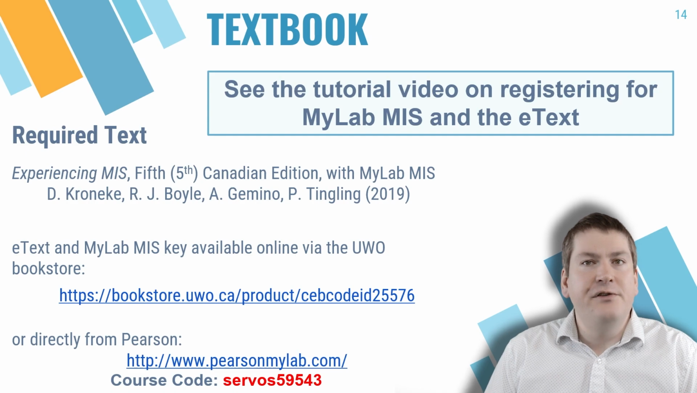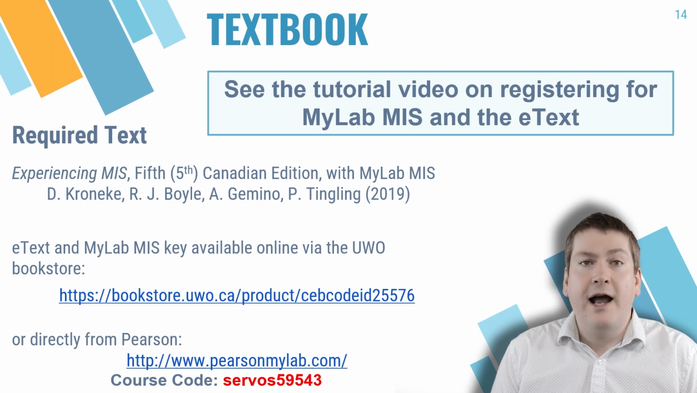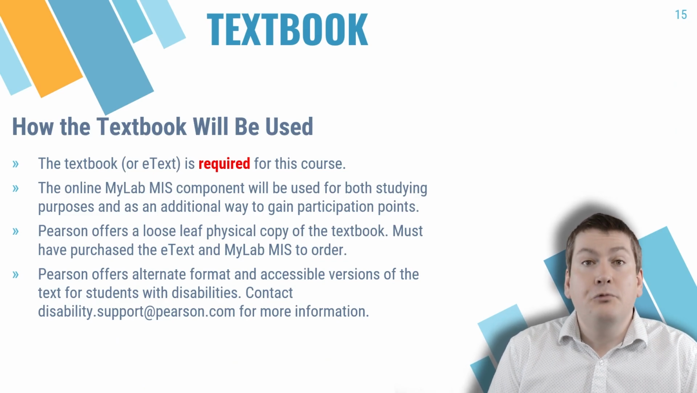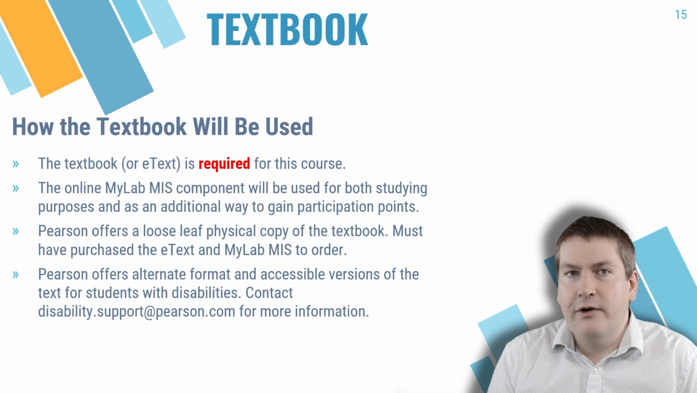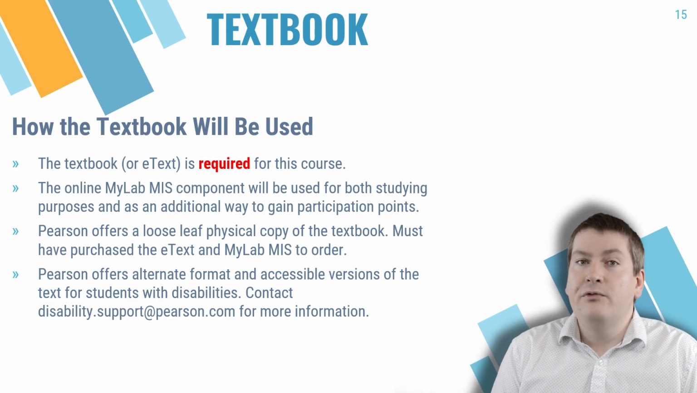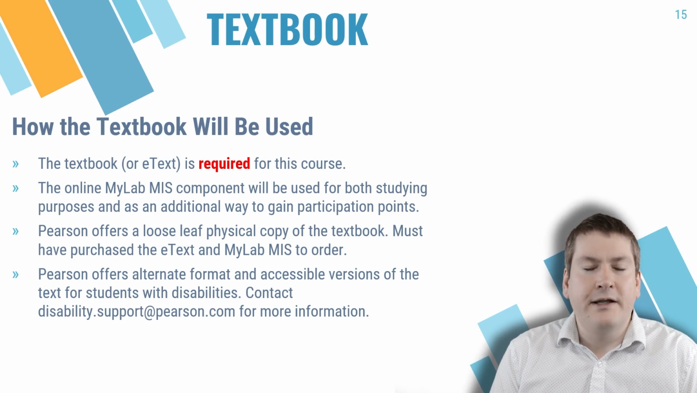If you're having any issues obtaining the e-textbook or getting access to MyLab MIS, I do have a short tutorial video posted on OWL that goes over all the steps. So to reiterate, the textbook is required for this course. You are expected to have a copy, and there is an online component called MyLab MIS. While this isn't directly graded, it can be used to earn participation points. So you do need both for this course, and they are sold together in one bundle. You can't buy them separately.